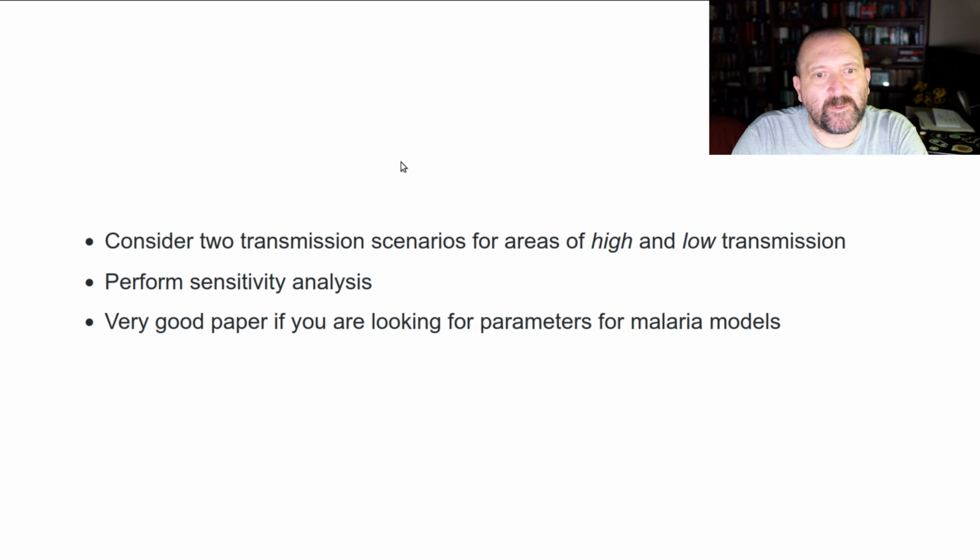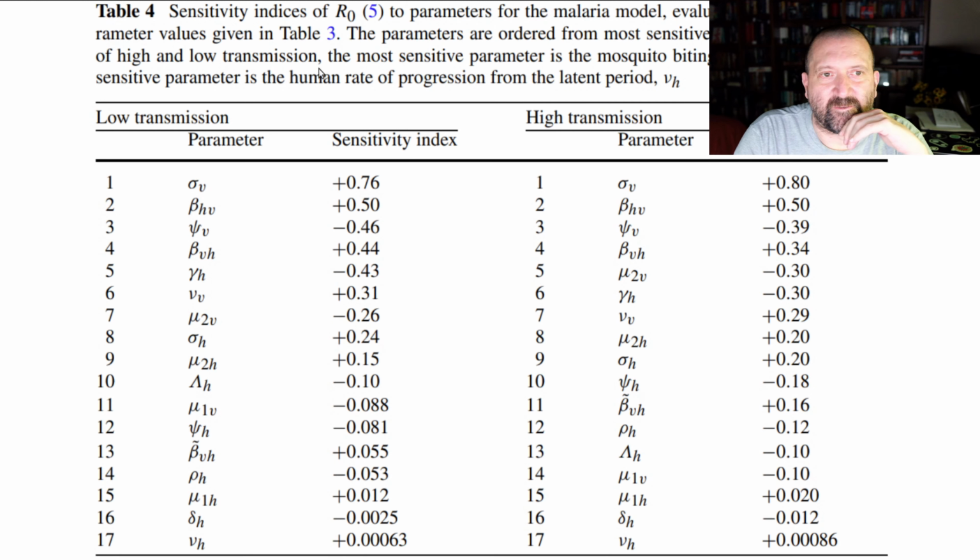And so what they do here is that they consider two transmission scenarios, high and low transmission regions, and they do a sensitivity analysis. And one of the reasons I wanted to point out this paper is that if you're looking for values for your parameters for malaria models, then that paper is very, very good. So they look at sensitivity.